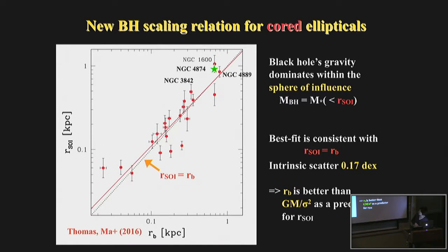And I think I showed this last year, that this is a 1-to-1 fit. That is to say, our sphere of influence is statistically equivalent to the core radius, with a very tight scatter of 0.17 dex within these 21 galaxies. So this is probably the tightest correlation we have seen for a black hole property versus a galaxy property. And to put it another way, for these big galaxies, sigma is no longer a good proxy for black hole mass, but core radius, which you can get based on photometry alone without needing spectroscopy, is a much better indicator for the black hole mass.